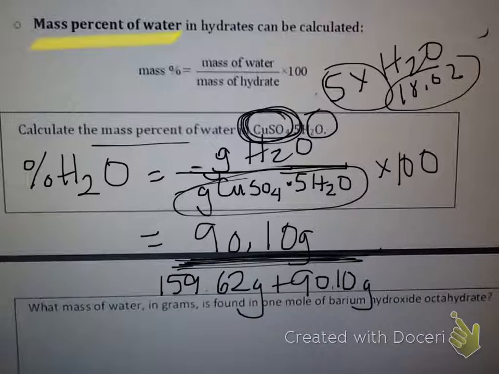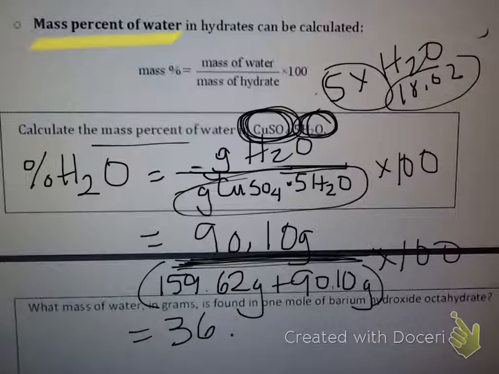It's the molar mass of the salt plus the molar mass of the water. So overall, my percent water is going to be 90.10 divided by the sum of the salt plus the water, times 100. I get 36.08% water by mass in the hydrate. Now, why is that important?